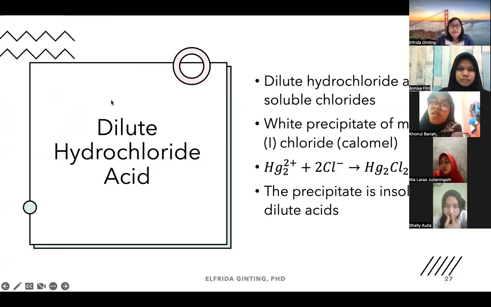Okay. Now the first one is dilute hydrochloric acid. If we have the mercury cation and we react it with hydrochloric acid, we will have a precipitation. The precipitate is called mercury 1 chloride or calomel. So we can conclude that the mercury here is insoluble in dilute acid, because it forms a white precipitation of mercury 1 chloride, or what we usually call calomel.